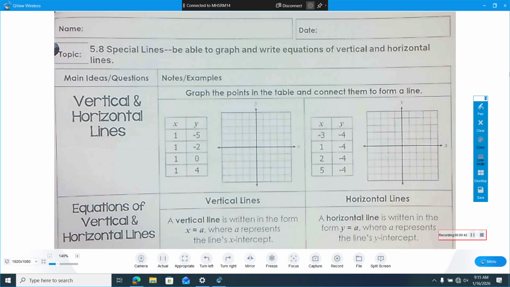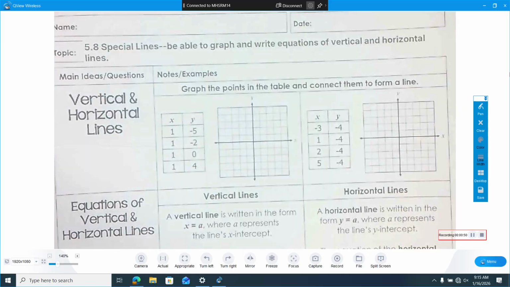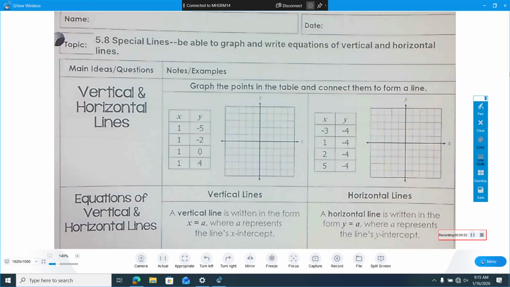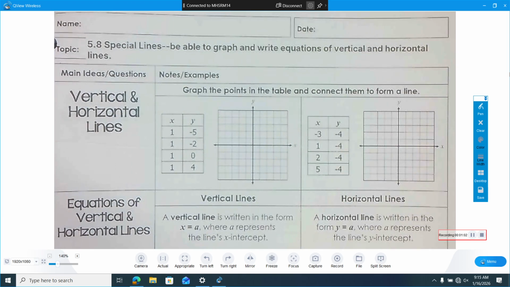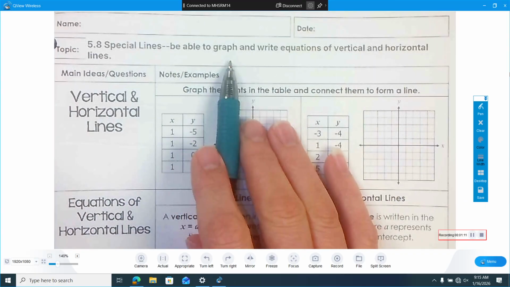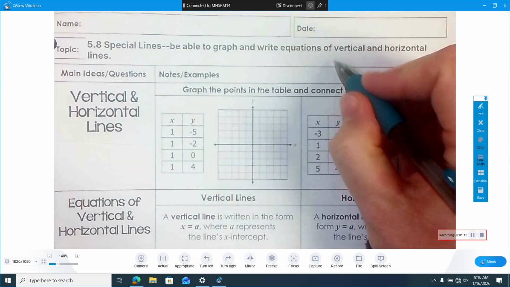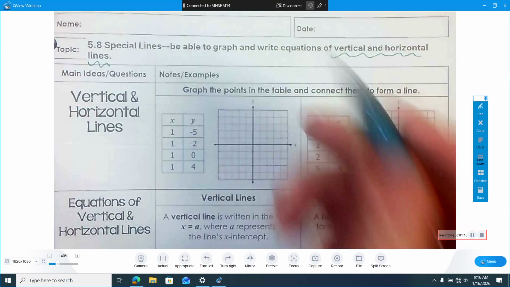Okay, so right now we are talking about special case lines. These are special lines, and they're too easy is really the problem. But I'm excited to teach you about it because a lot of people don't understand. They just memorize, and if you really learn something, you don't have to memorize it. You can just think through it, and that's what I really like. So today we're talking about special lines. We want to be able to graph and write equations of vertical and horizontal lines.